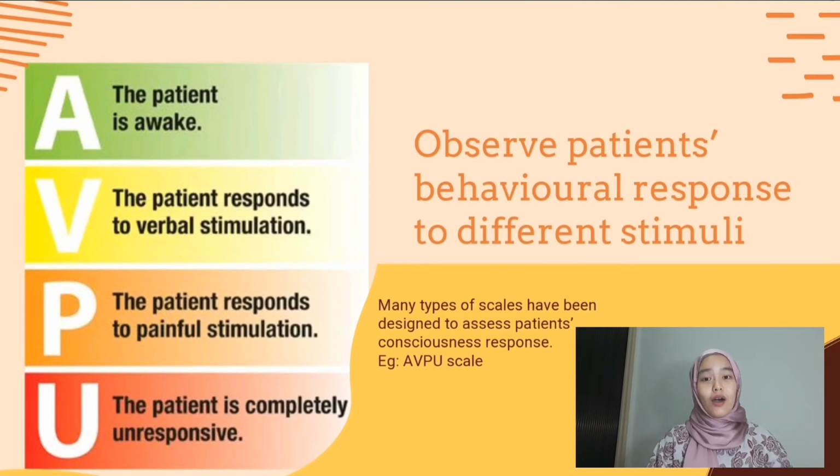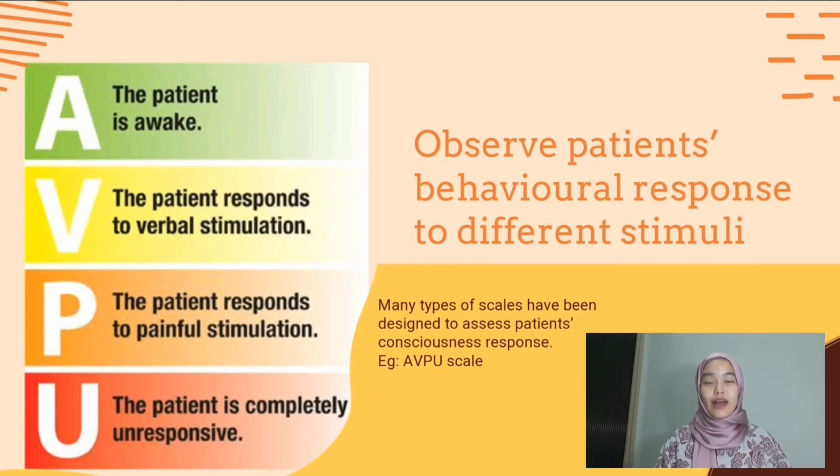But how can doctors and nurses assess the level of consciousness of patients? There are many types of scales that have been designed to assess the level of consciousness of a patient. For example, the AVPU scale. The AVPU scale is very helpful to observe patients' behavioral response to different stimuli.